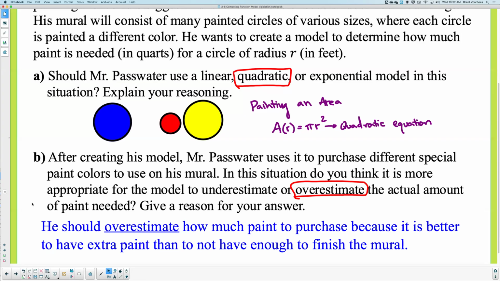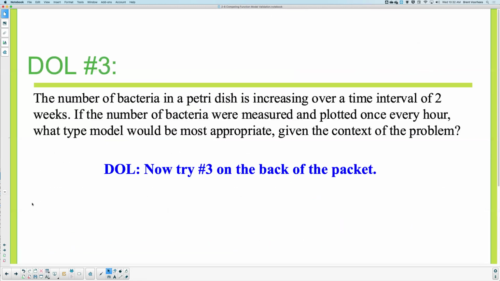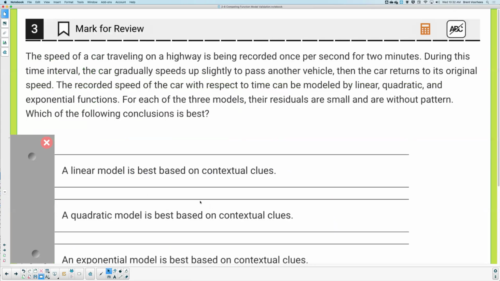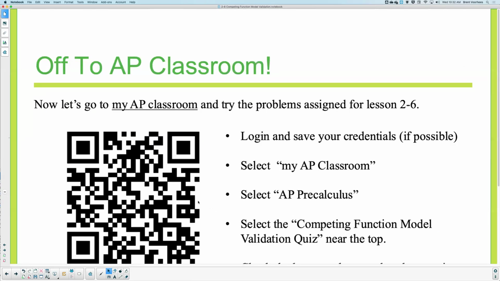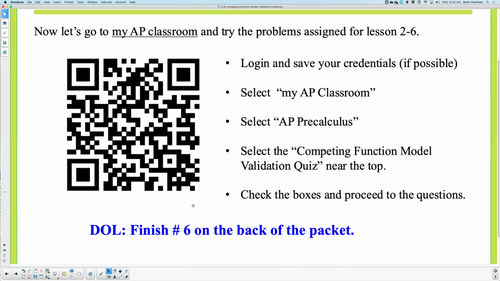Okay, with that, I know this says here DOL 3. There are 2 DOLs we have not done in the back of the packet. This one says try number 3 in the back of the packet. But after, we're going to go immediately into DOL number 6. So you might as well do both of those. Do number 3 and do number 6. Okay, do number 3 and number 6. And then you can submit your answers online to make sure you got them correctly if you desire to do so.